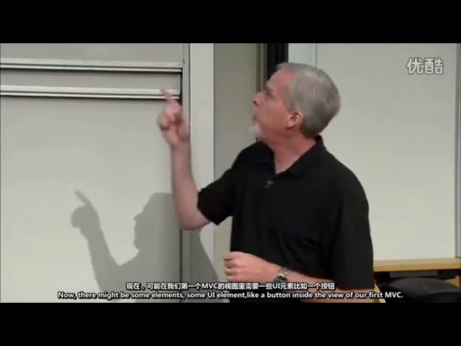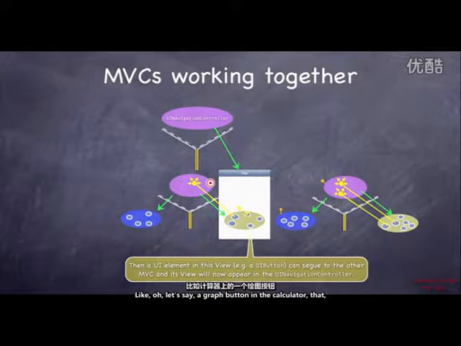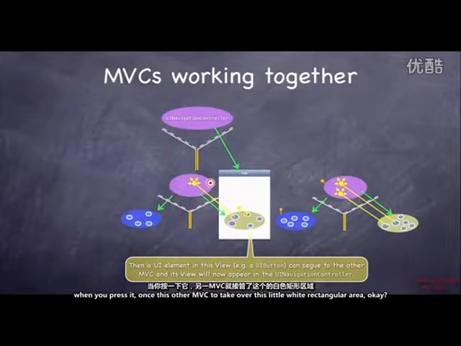So we want to design our springs and struts so we can be different sizes. All right, so we've got this MVC. Now, there might be some UI element, like a button, inside the view of our first MVC, like, let's say a graph button in the calculator, that when you press it, wants this other MVC to take over this little white rectangular area.